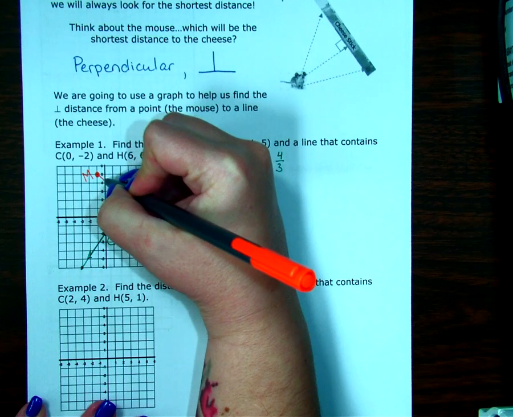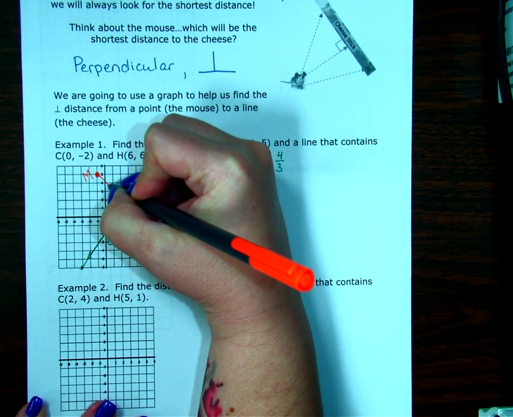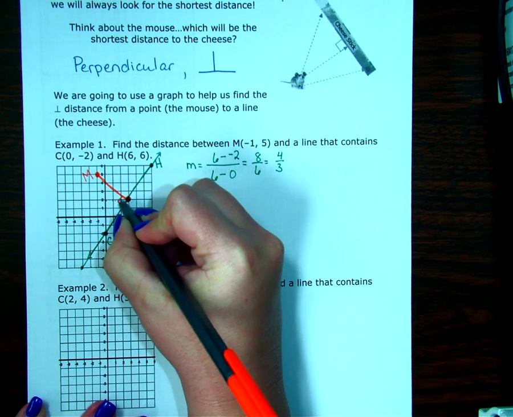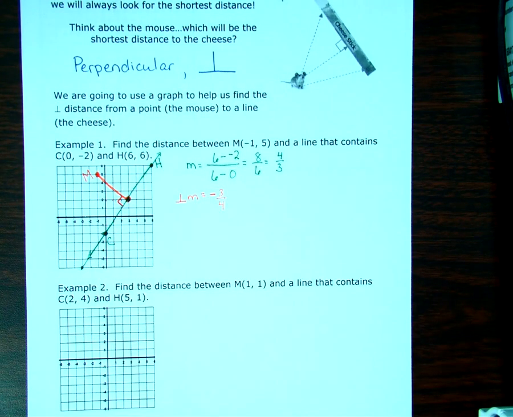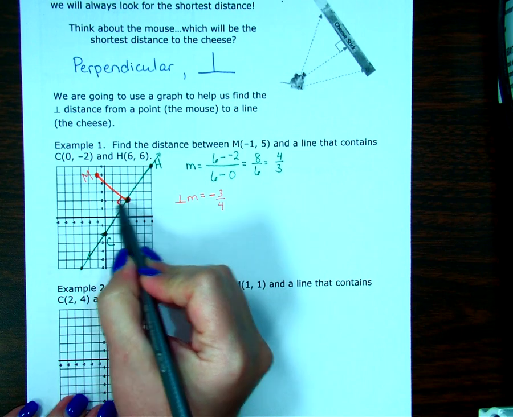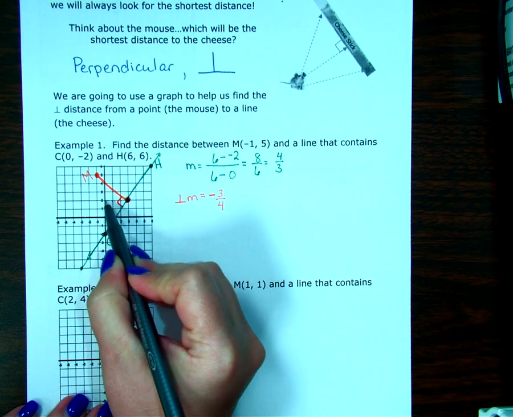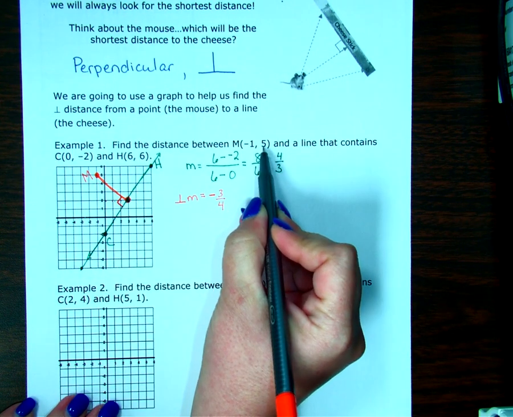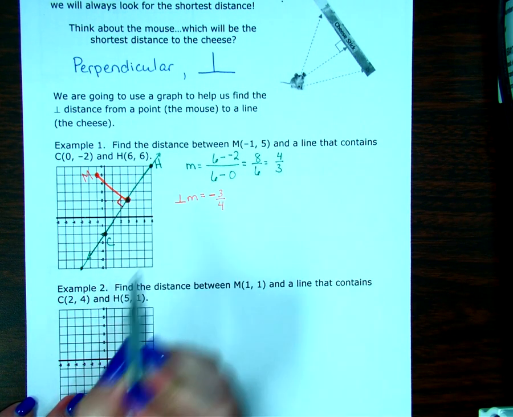So I want to know, what is this distance right here? This makes a 90-degree angle here. Okay? To do this, I have 2 options. I can find this coordinate, (3, 2). It's the point (3, 2), where we intersect. And I could use the distance formula between (-1, 5) and (3, 2).